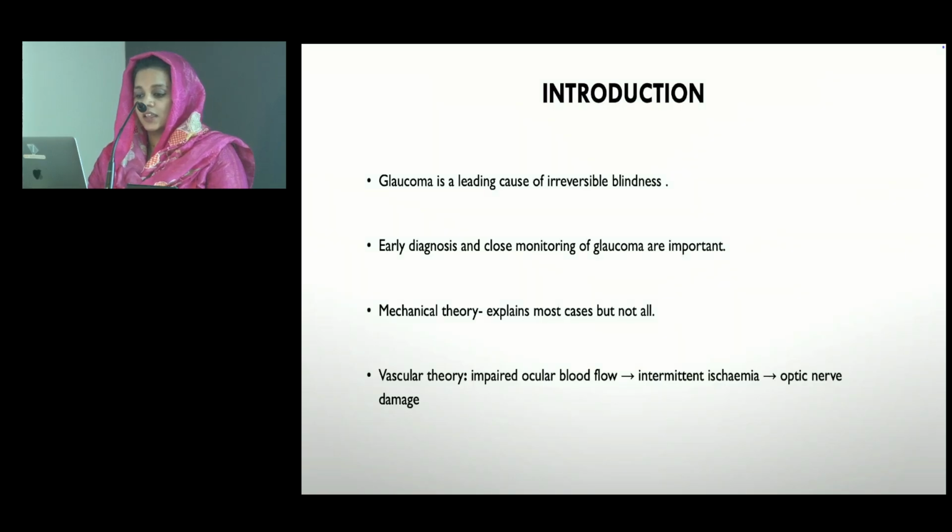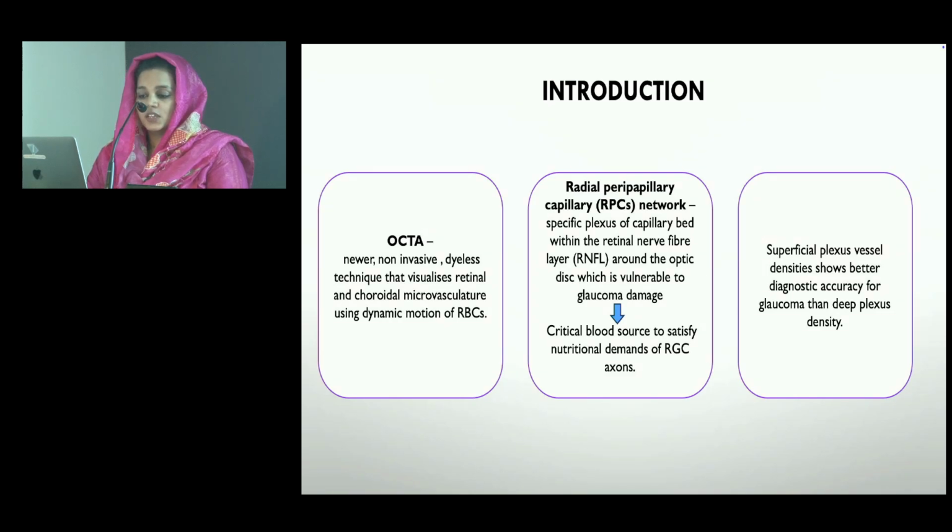So the vascular theory came, which suggests impaired ocular blood flow results in periods of intermittent ischemia resulting in optic nerve damage. OCT angiography is a newer, non-invasive, dye-less technique that visualizes retinal and choroidal microvasculature using the dynamic motion of RBCs.